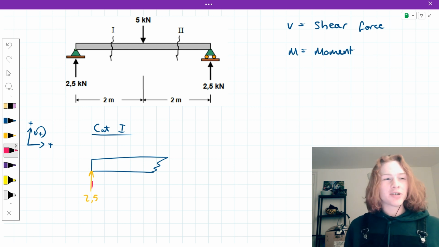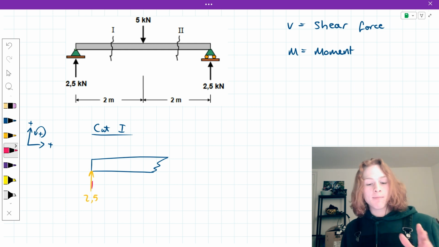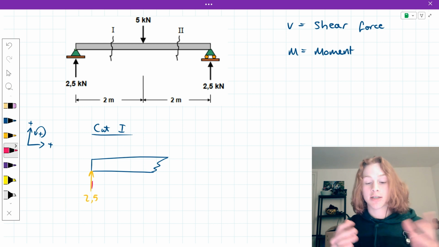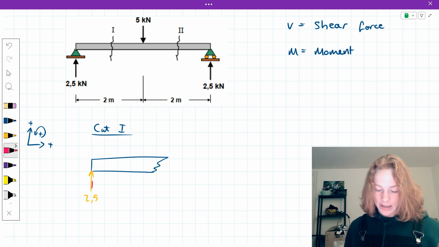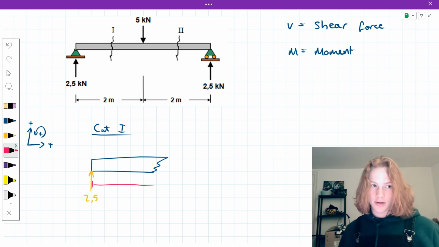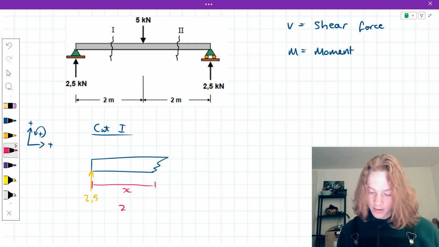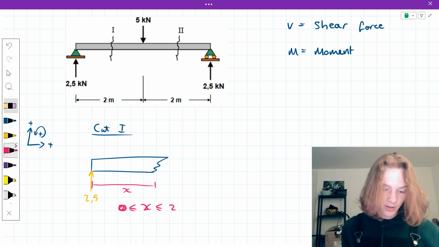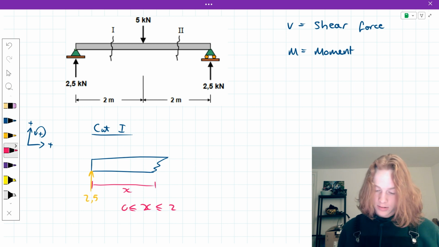Cut 1 represents really anywhere in between 0 and 2 meters. So between 0 and our next force, which in this case is 2 meters. So this length here is x, where x is greater than or equal to 0 and less than or equal to 2 meters.